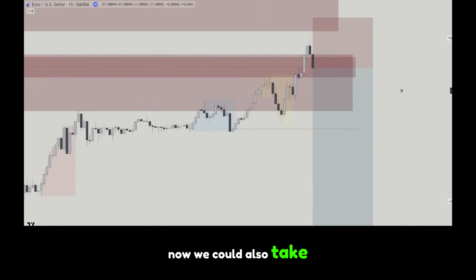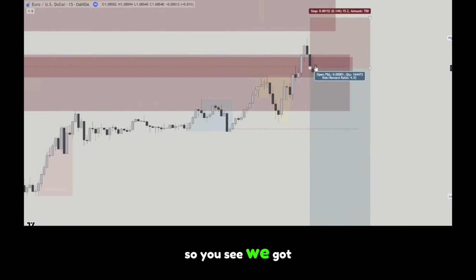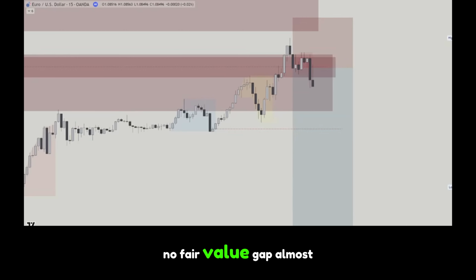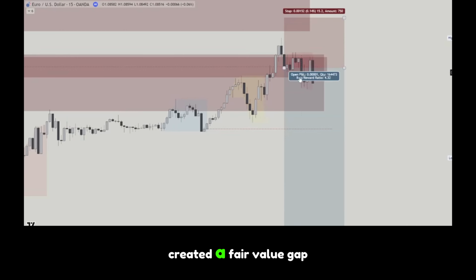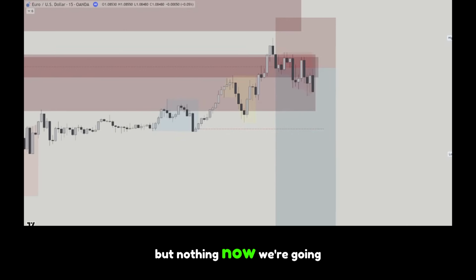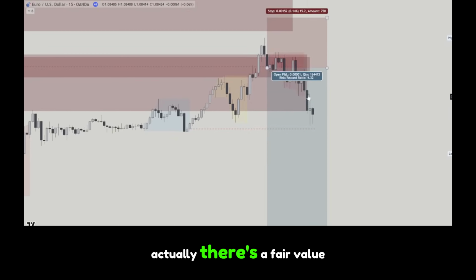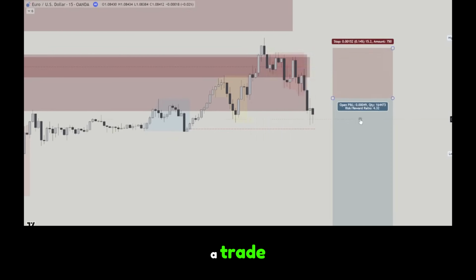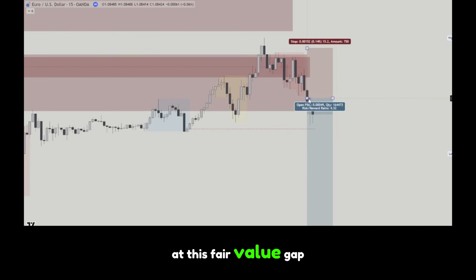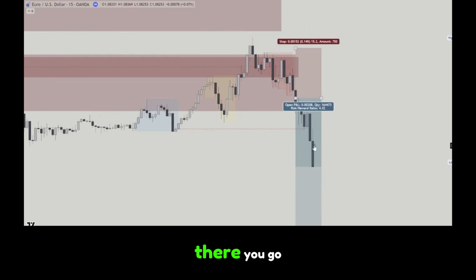Now, we could also take the entry based on the first fair value gap. So you see, we got actually no fair value gap here as we're coming lower. Almost created a fair value gap here, but nothing. Now we're going lower. Actually, there's a fair value gap here. So you could have taken a trade at this fair value gap if it wants to be filled. But also looking at this market session shift here. Now when we close below, there you go, that's a market session shift. And it looks like this fair value gap is not going to get filled.